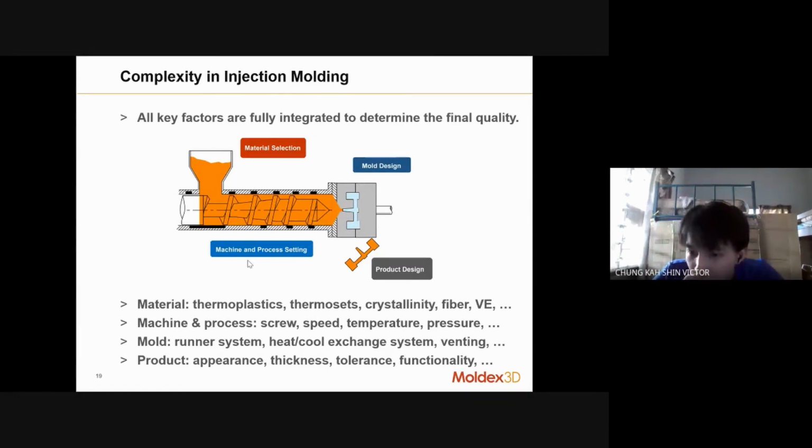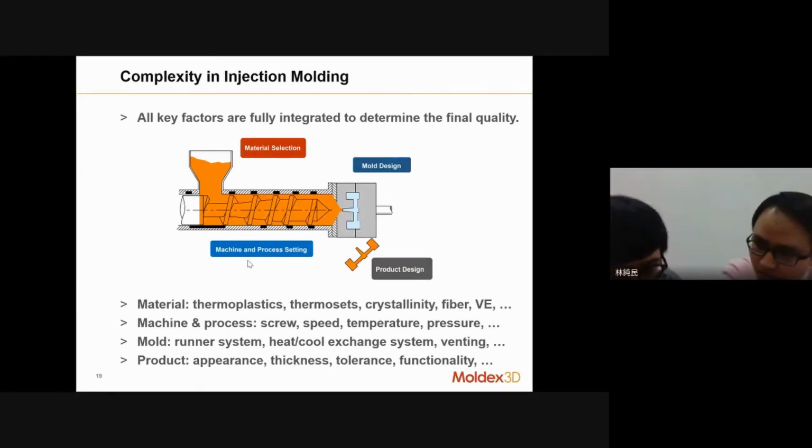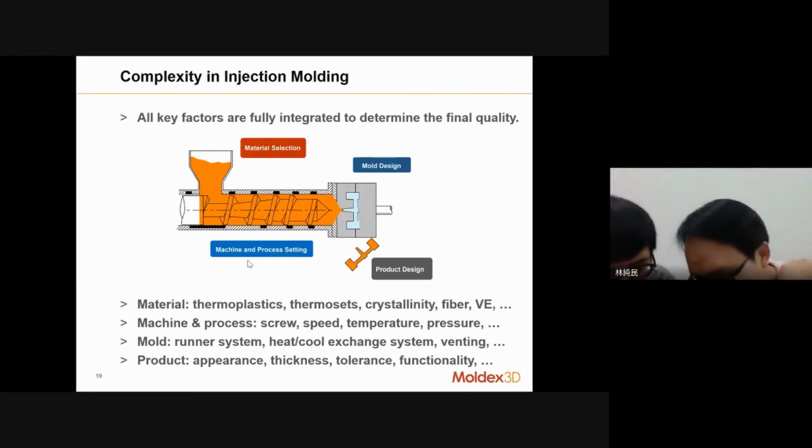May I know if this software also includes data for plastic blends? What is the indicative cost? Sorry, can you say plastic blends? Yes. Oh, for the plastic blends, yeah, we have polymer blends also in our data bank.